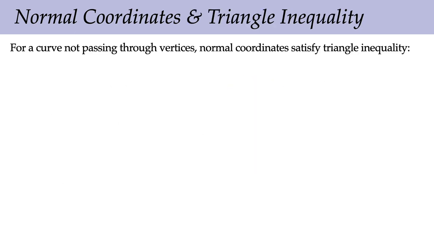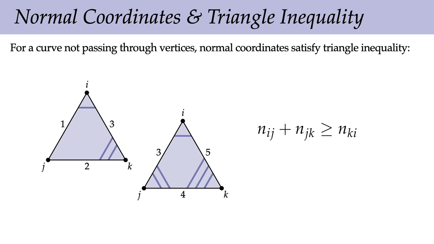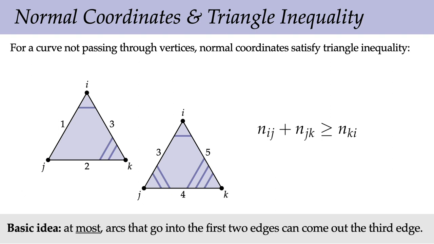One basic observation we can make is that as long as our curve doesn't stop or start at a vertex, the normal coordinates will always satisfy the triangle inequality. So the sum of the normal coordinates on two edges is always greater than or equal to the third one. Why is that true? Well, at most, arcs that go into the first two edges can come out the third edge.